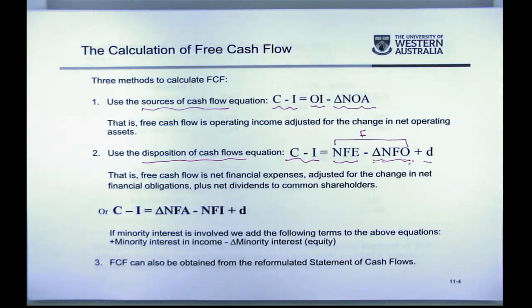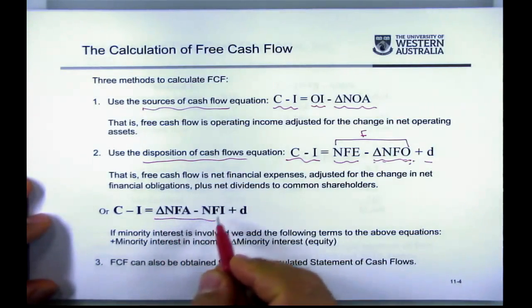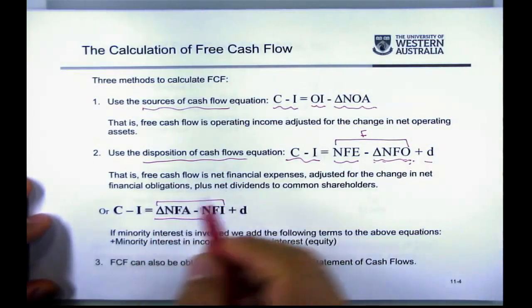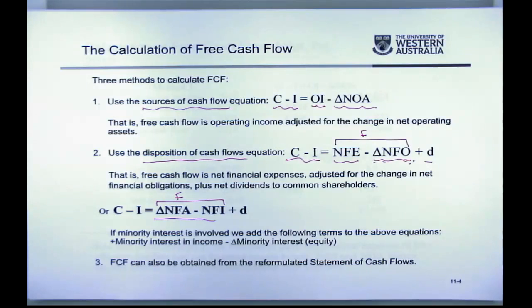Alternatively, if the firm has net financial assets, the equation looks like this. So these two together is the F. This is the case when the firm has net financial assets and net financial income instead of net financial obligations and net financial expense. So these are the equations that can be used to calculate the free cash flow using what?